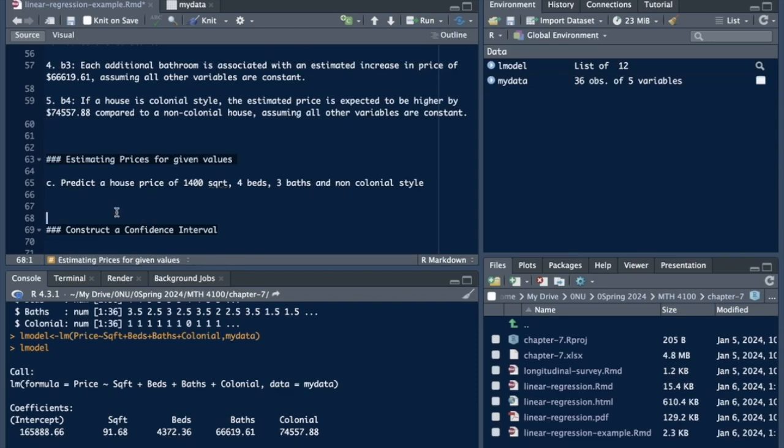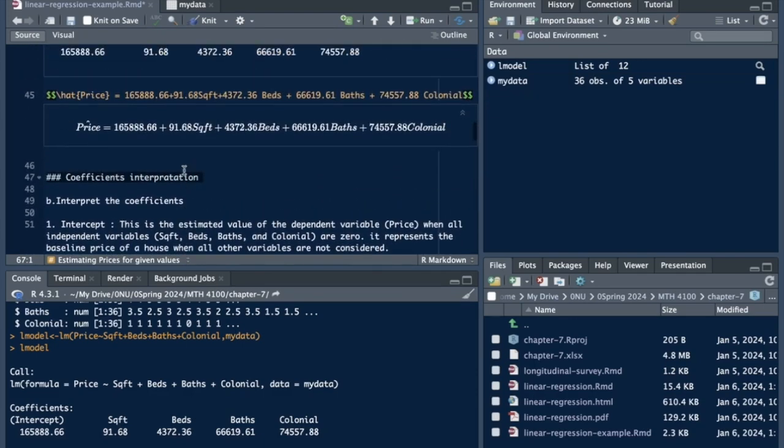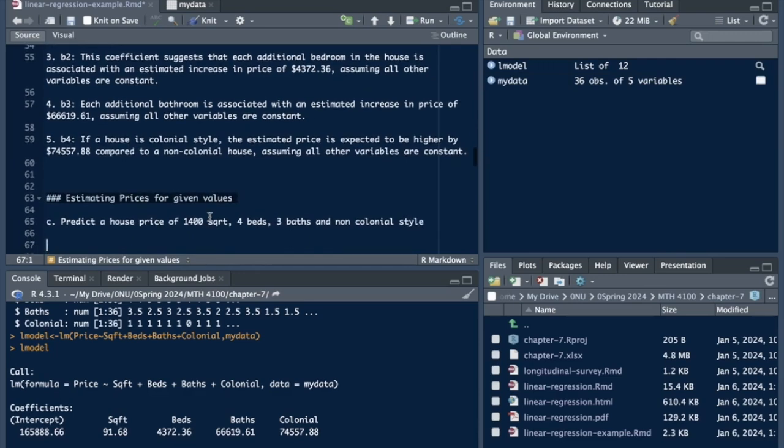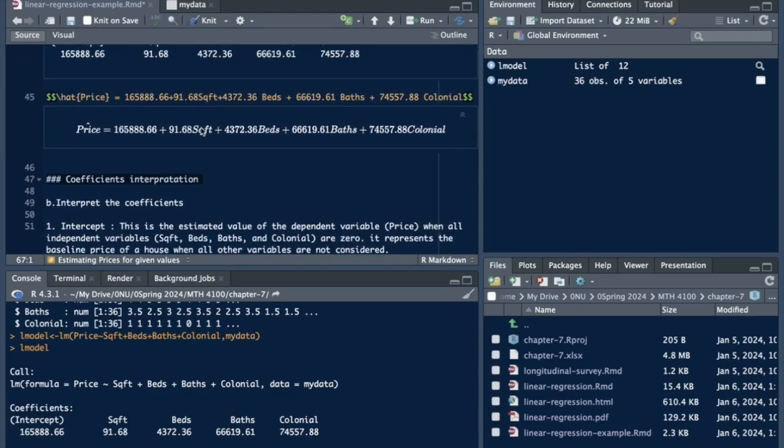So how to do this? We are going to use the predict function to obtain predicted values from the model. It's just simple. You can do this using your calculator. I give you the values, and you can plug these values into this equation. Square foot, how much did I give you? 1,400. 4 beds, 3 baths, and non-colonial, so 0 here. So you just plug in these values here, then you calculate mathematically, and you get the price.